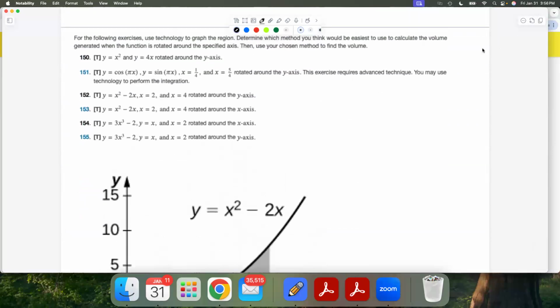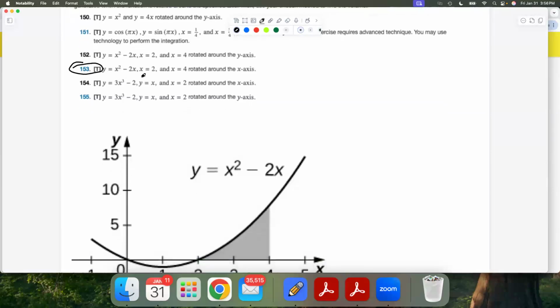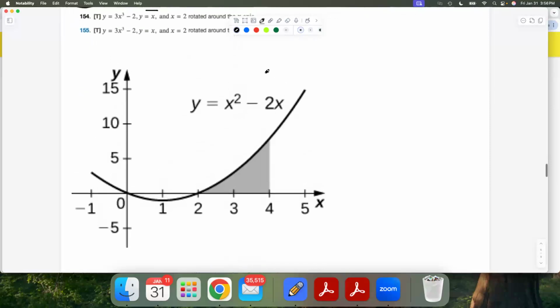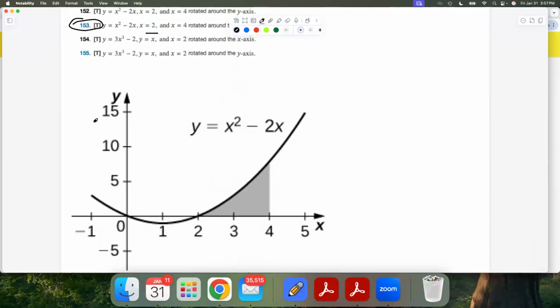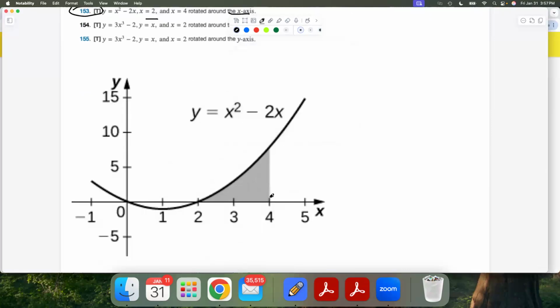Trying to figure out which one it is we're doing. Number 153. We're doing this one here. So we've got that curve bounded by x equals 2 and x equals 4, and we're going to rotate around the x-axis, rotating around like this. All right, so we can easily see what we're going to get here. We're going to get some kind of shape that goes like this. We're rotating this guy around.